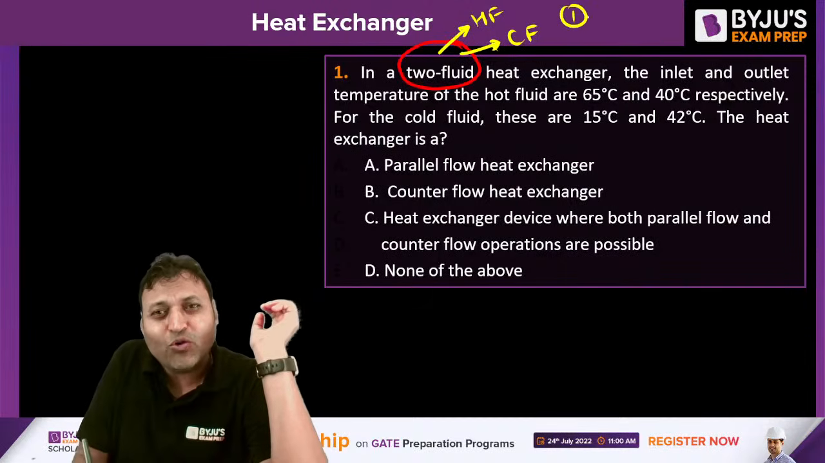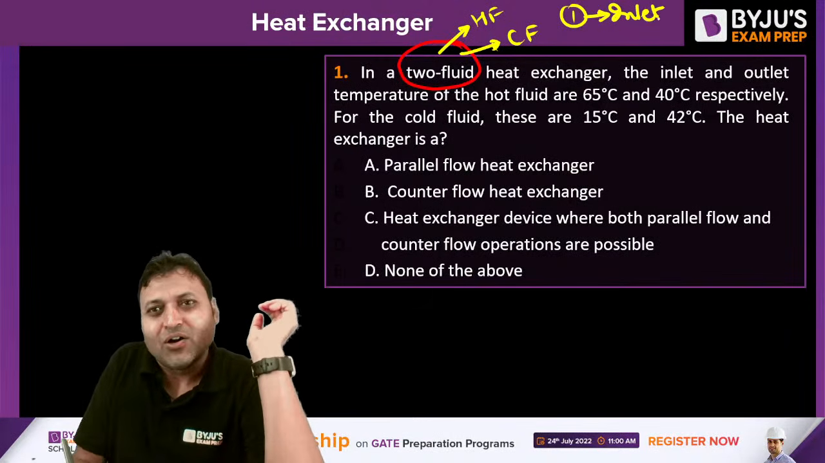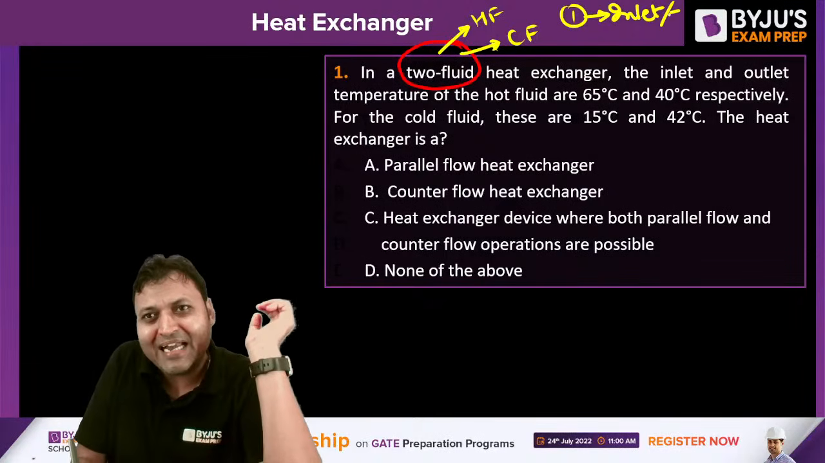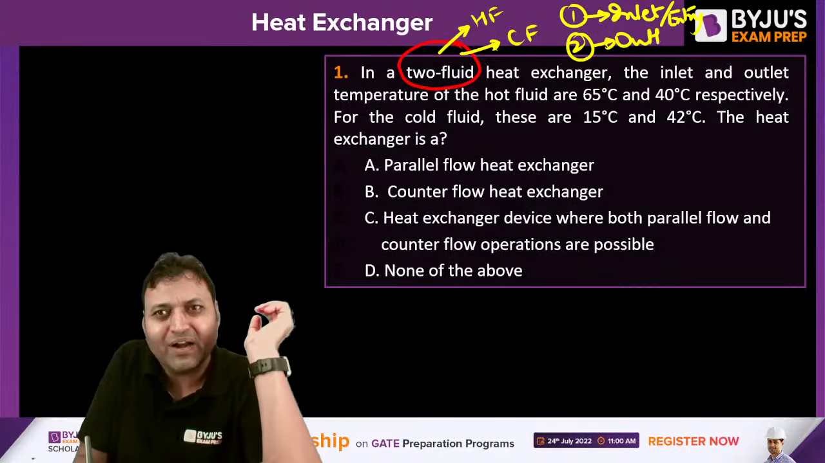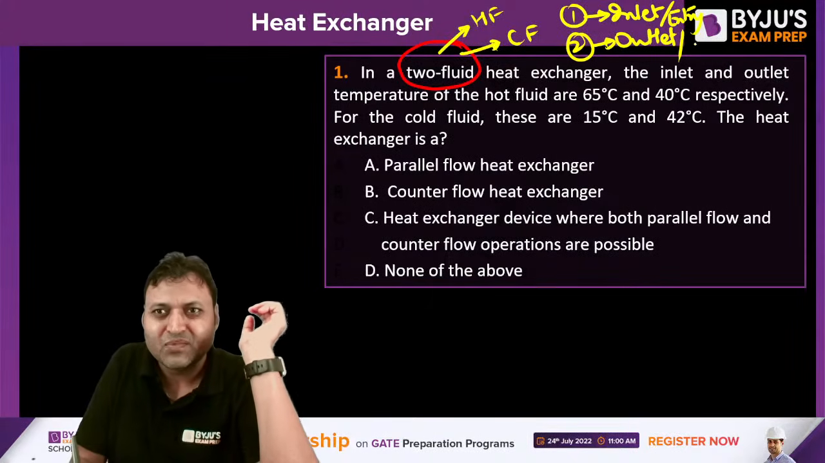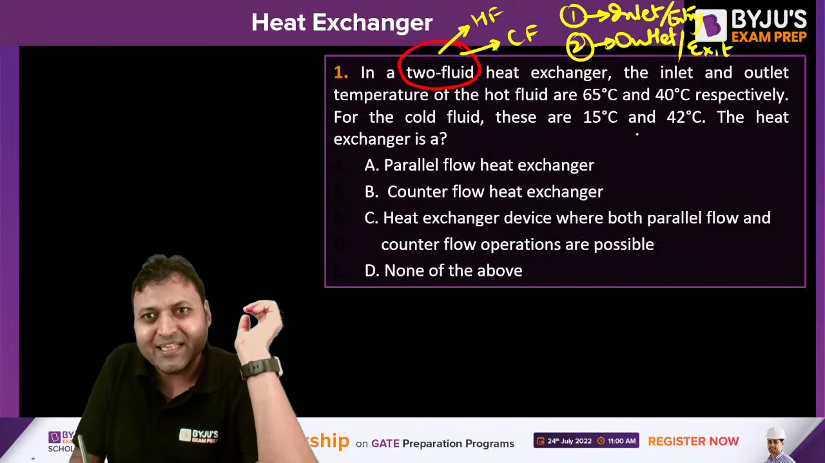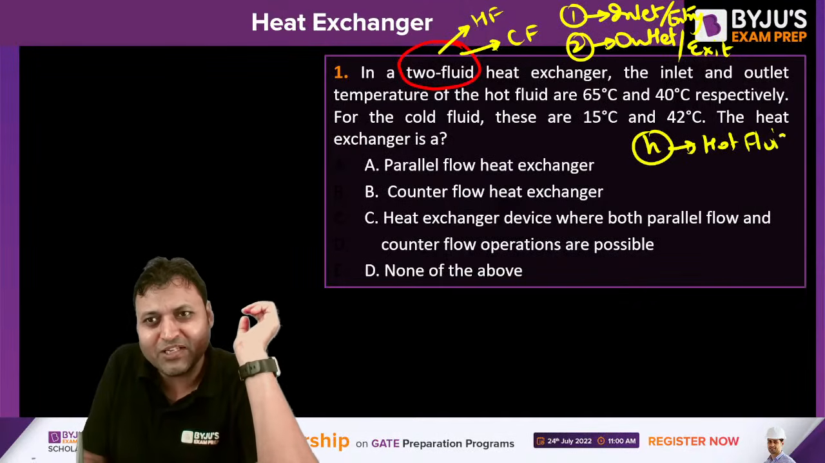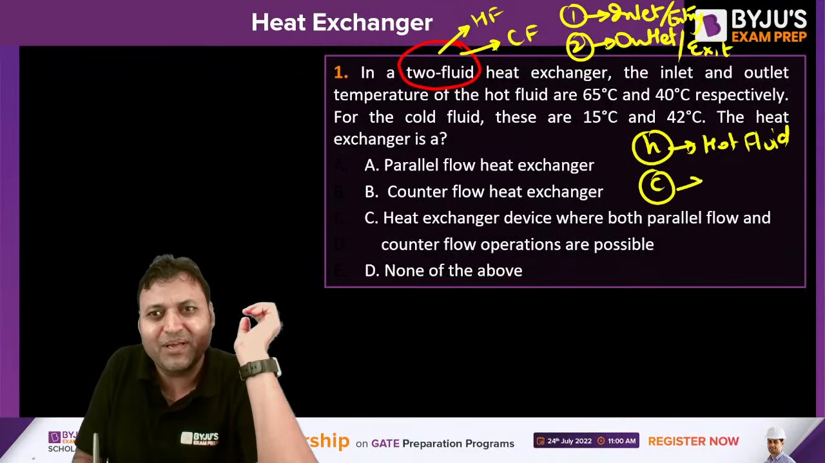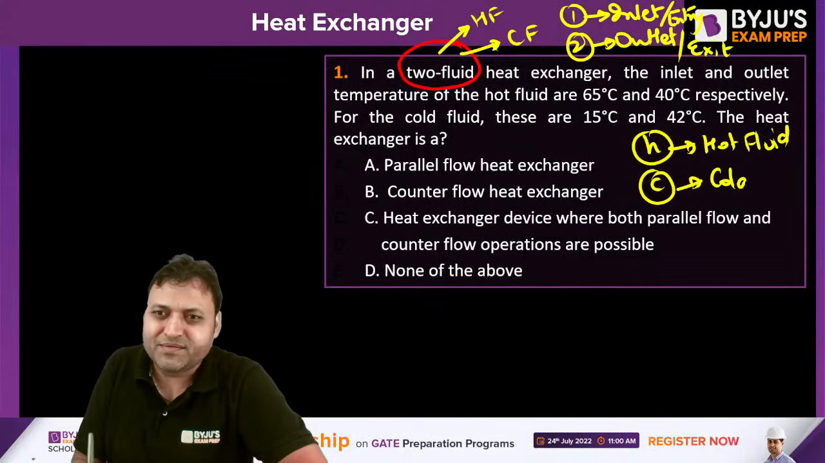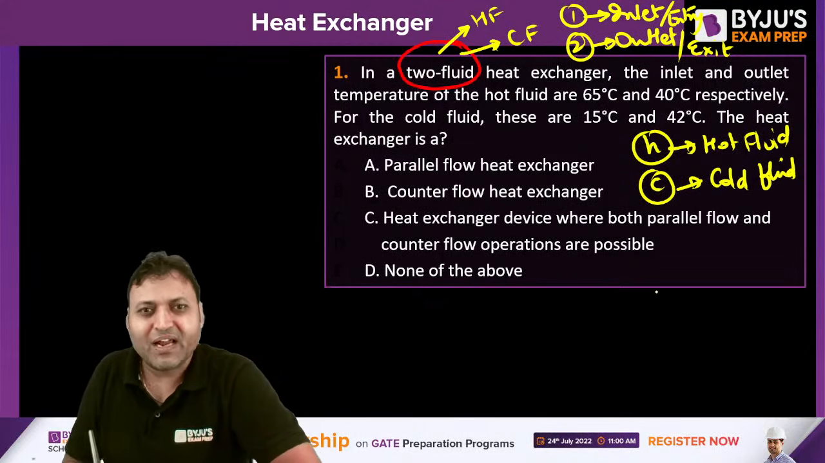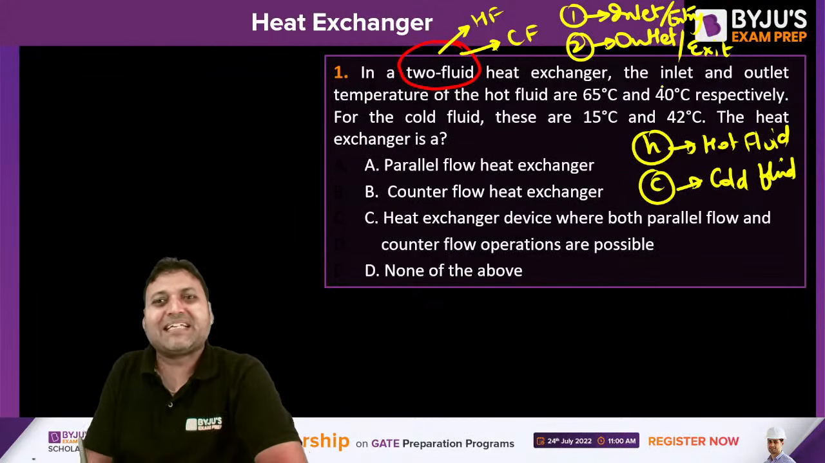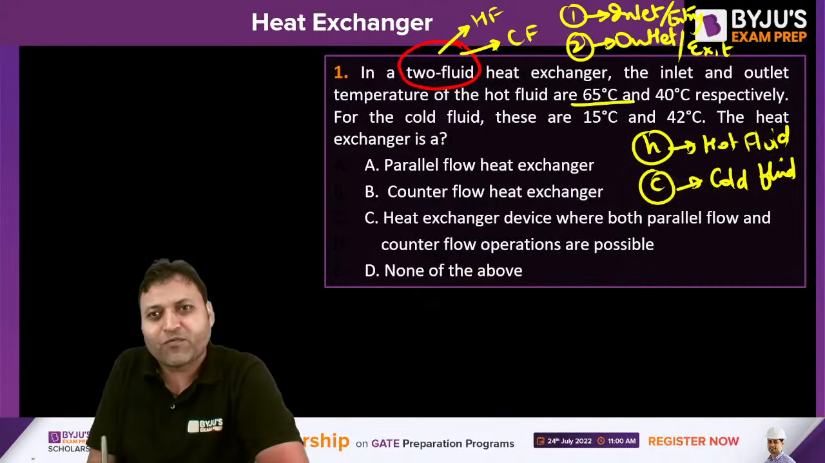And we are using the notation suffix 1 for inlet point of the fluid, or entry of the fluid, and suffix 2 will be used for outlet or exit of the fluid. And small h will be for hot fluid. There are two fluids, one is hot fluid, and small c will be used for the cold fluid. Right? So in a two fluid heat exchanger, the inlet and outlet temperature of hot fluid are these.